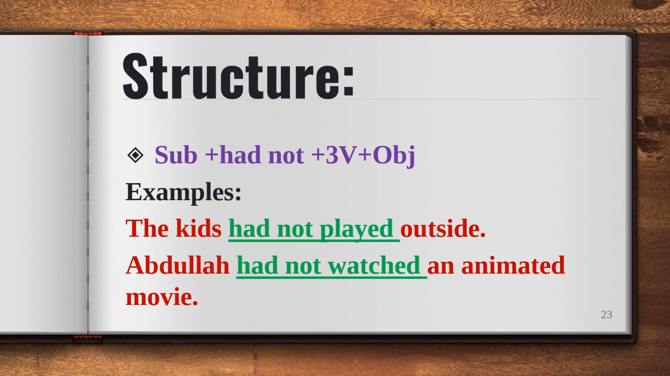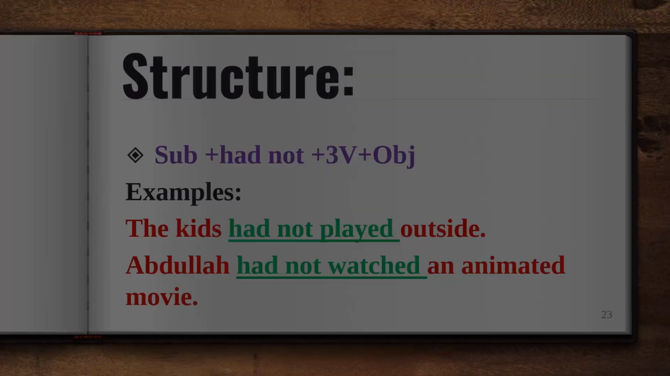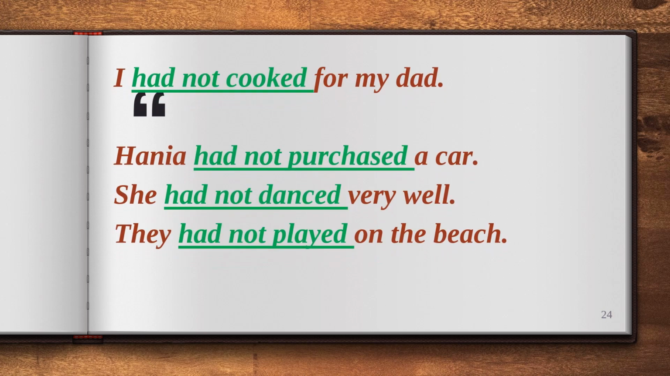The examples are: the kids had not played outside. Abdullah had not watched an animated movie. I had not cooked for my dad. Hania had not purchased a car. She had not danced very well. They had not played on the beach.